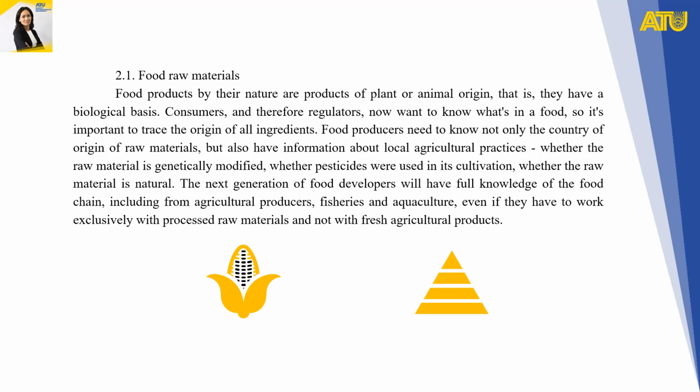Food raw materials. Food products, by their nature, are products of plant and or animal origin, that is, they have a biological basis. Consumers and therefore regulators now want to know what is in a food, so it is important to trace the origin of all ingredients. Food producers need to know not only the country of origin of raw materials, but also have information about local agriculture practices, whether the raw material is genetically modified, whether pesticides were used in its cultivation, and whether the raw material is natural.